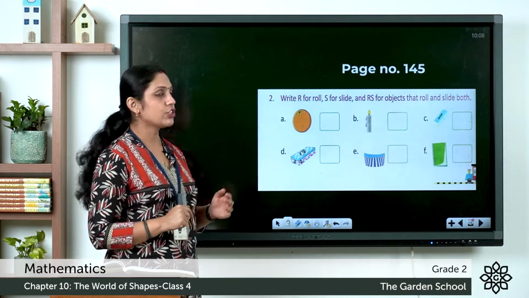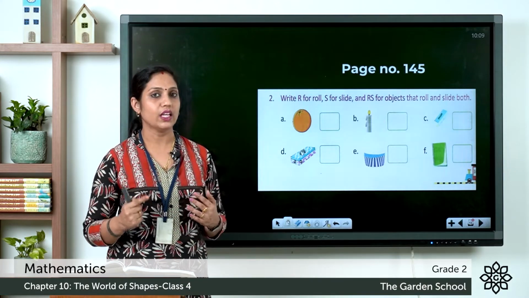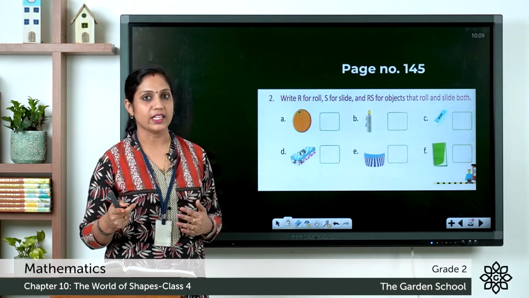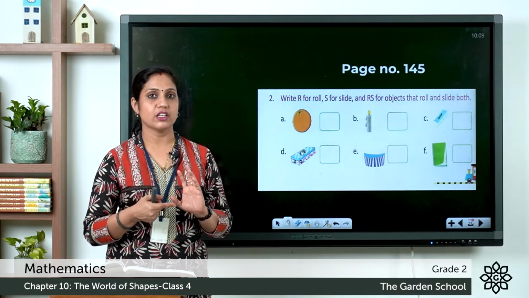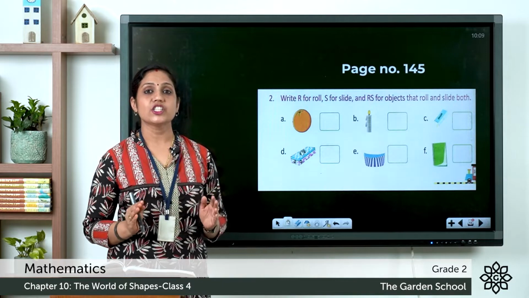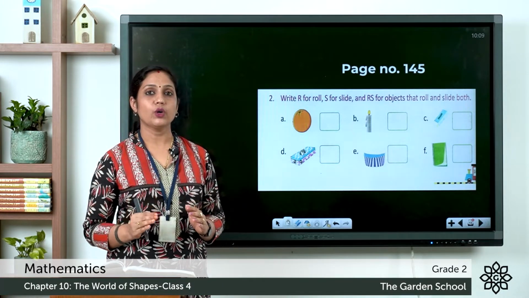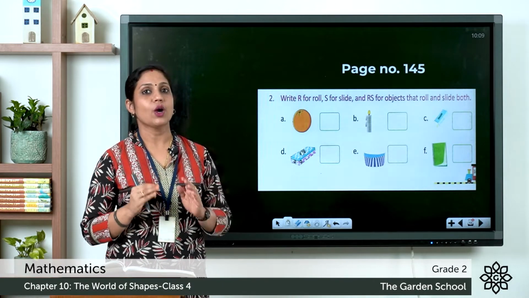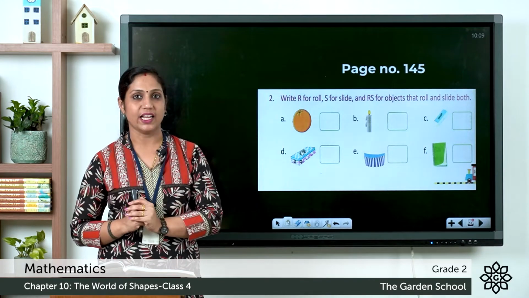Let's look at the first picture. It's an orange. Find out whether the orange rolls or slides. So orange has a curved surface. Will it roll or slide? Now look at the candle. It is in the shape of a cylinder. So find out whether it rolls or slides or whether it rolls and slides.